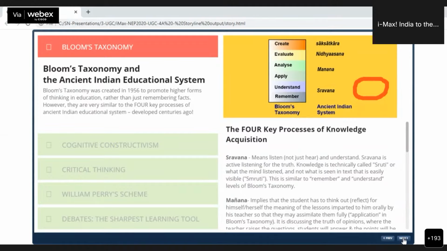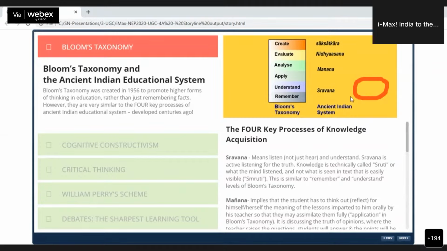This is an interesting thing. We know about Bloom's taxonomy, and this is a comparison between Bloom's taxonomy and the ancient Indian education system. In Bloom's taxonomy, it is remember, understand, apply, analyze, evaluate, and create.